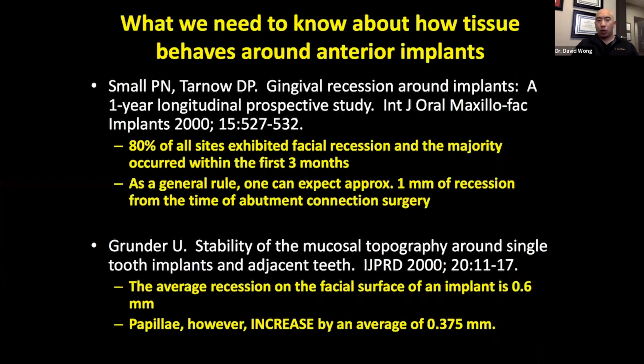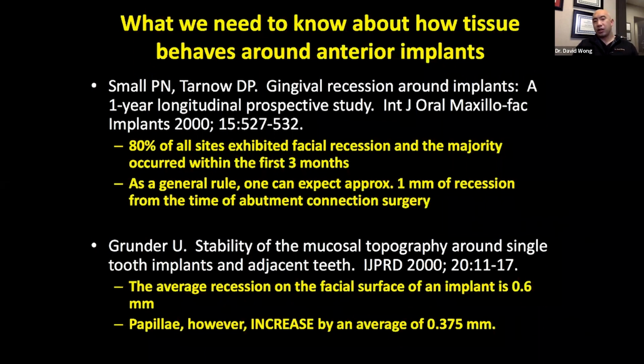So to summarize here, the reason that we have this 3-2 rule is that when you look at the studies, this is Small and Tarnow back in 2000, so I know it's 22 years ago. But if you look at sites on front teeth, 80% of all sites get facial recession, but the majority of the time it's going to happen within 3 months. So you can, as a general rule, expect about 1 millimeter of recession from the time that you place the final restoration or connect the abutment for the first time. That's 80% of the time. So that's why we overcorrect everything and really try to overcorrect everything to the lingual if we can.